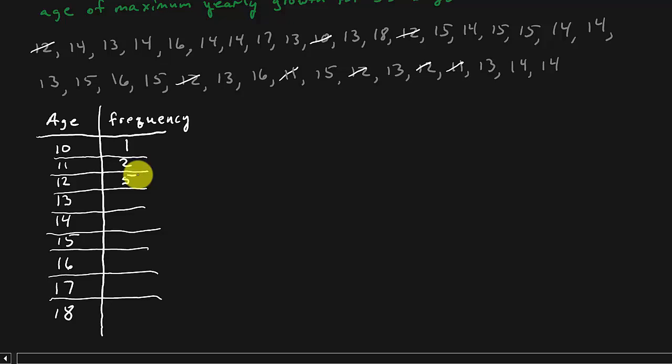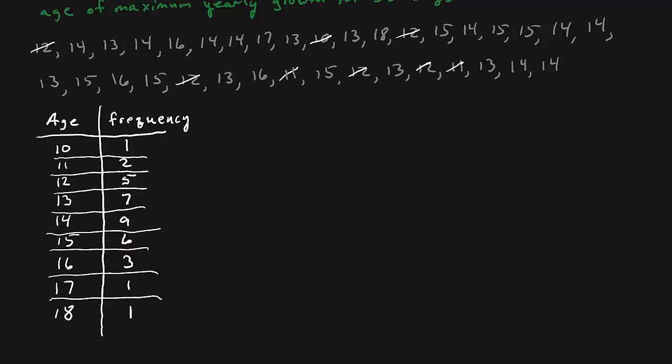I'm not going to go through and do all of them, but that's 7, 9, 6, 3, 1, and 1. And that's your frequency distribution table. And so now what that does is it organizes the data so we can make a little more of it.